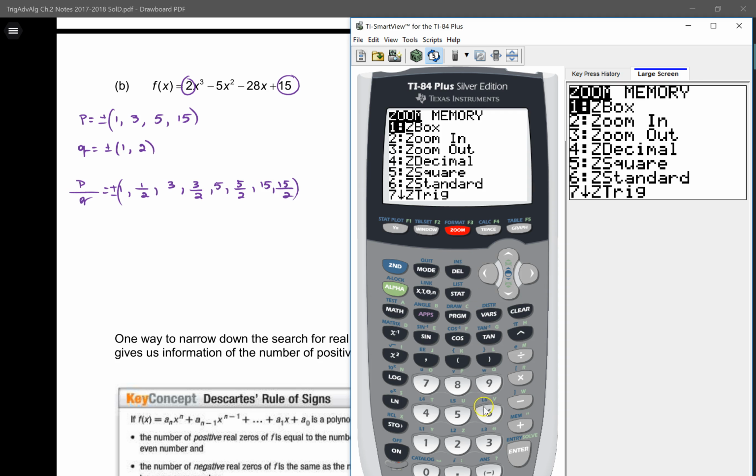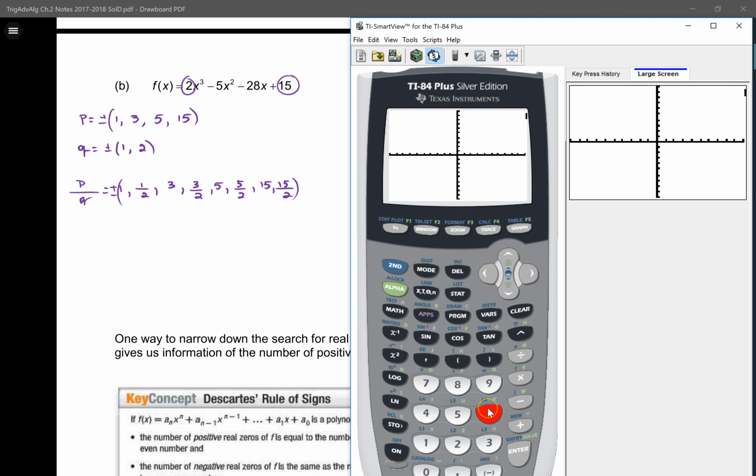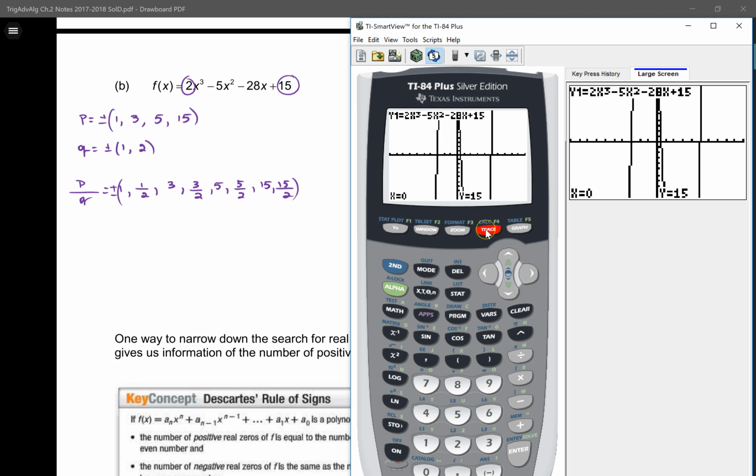All right, so I'm going to do zoom 6 because I don't know what my previous window looked like. Okay, so take a look. Look at all those zeros there. All right, now, so let's pick one. I'm thinking negative 3 here might be a 0, right? It looks like negative 3 is a 0, but I want to be sure. So this is what I do. In trace mode, just type in negative 3, enter. Did I get a 0? I sure did. So negative 3 works.